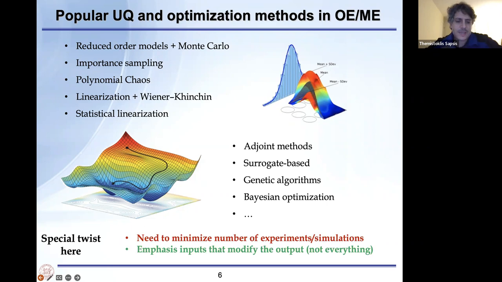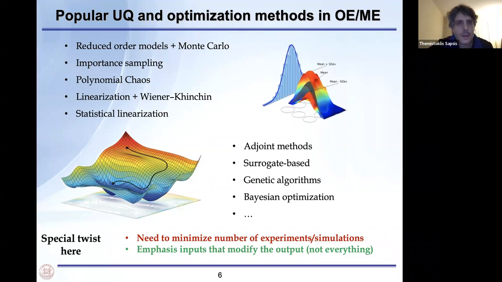So what is the special twist here, right? As I mentioned, we are interested in extreme events. Extreme events take a really long time to find and to simulate. And our goal, because we are dealing with very expensive models, is to minimize the number of experiments or simulations. How are we going to do that? What is the fundamental idea? Instead of trying to characterize the full output, we will be interested in identifying those parameters that contribute to specific outputs, not everything. So we will try to emphasize or identify the inputs or the variables that actually modify the output that we're interested in.